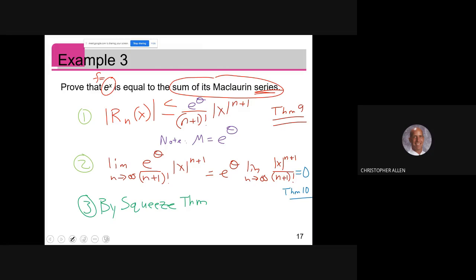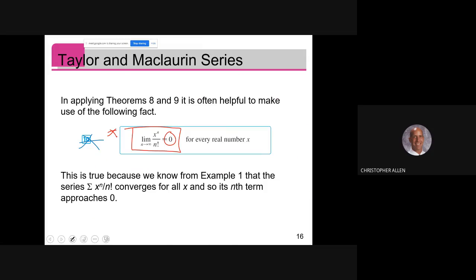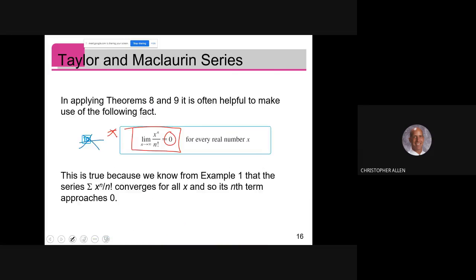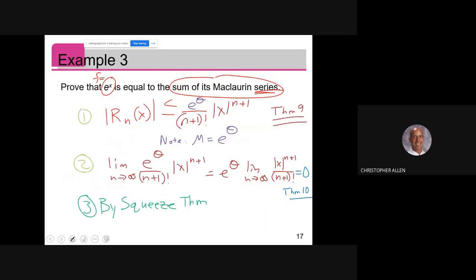By the squeeze theorem, guys. What's this right here? What did we just show this to be? We just showed this to be 0, right? What does that imply about the remainder? That it's 0.